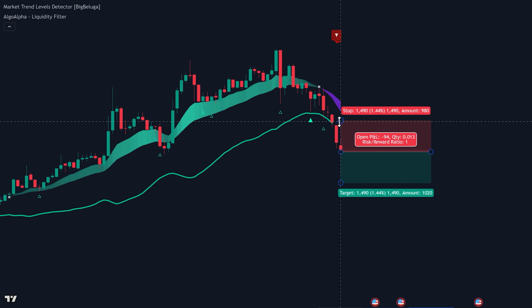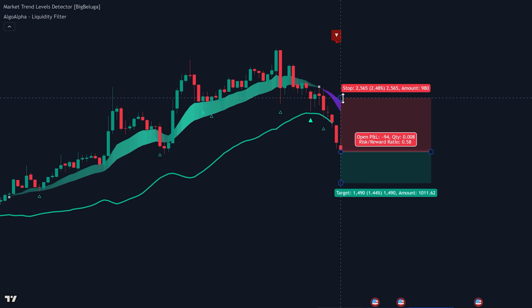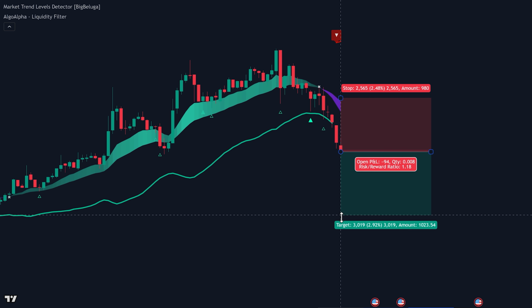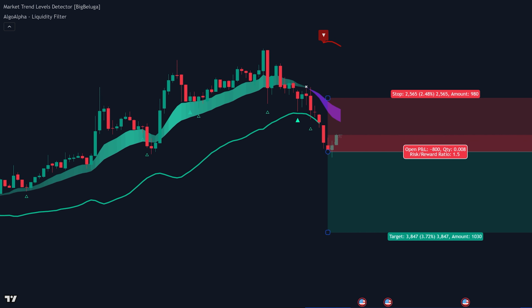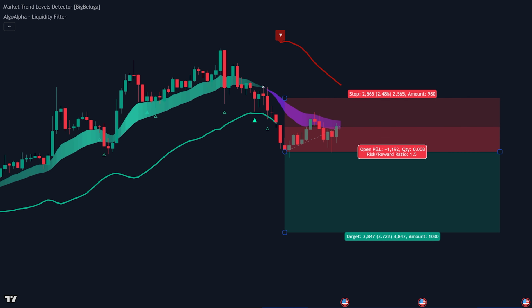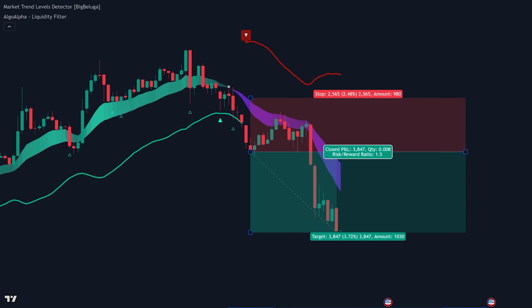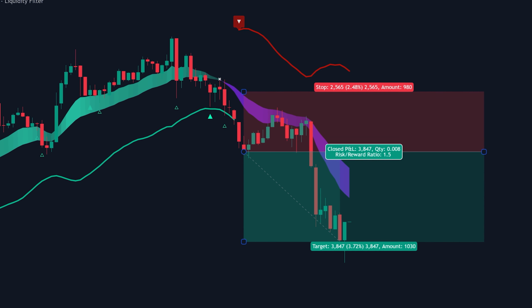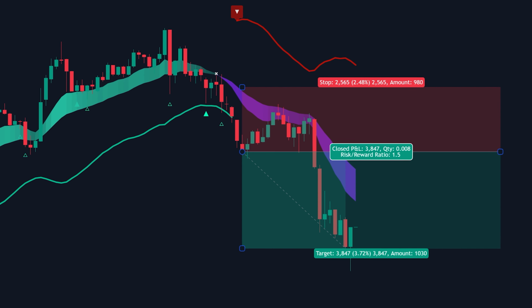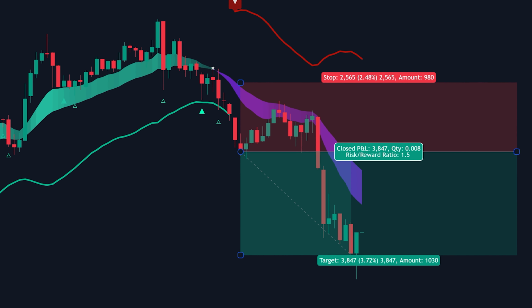Our stop loss goes just above the market trend detector line. And we stick with the same 1 to 1.5 risk-to-reward ratio. In this example, the trade played out perfectly. The price moved down and hit our target. This strategy is simple but powerful when used correctly. In this video, we'll walk you through how to apply it step by step.